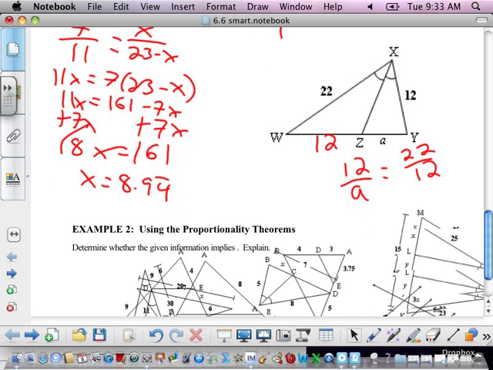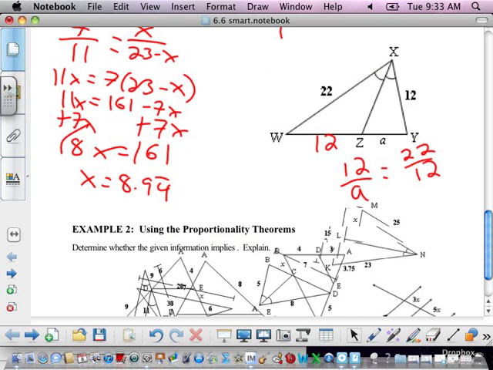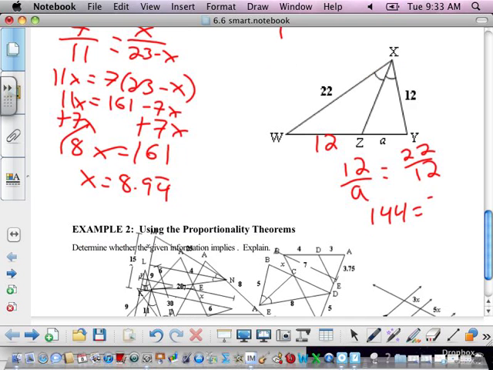Well then, it's just simply cross multiplying now. 12 times 12 is 144, which equals 22A. Divide 144 by 22. And we get 6.54.